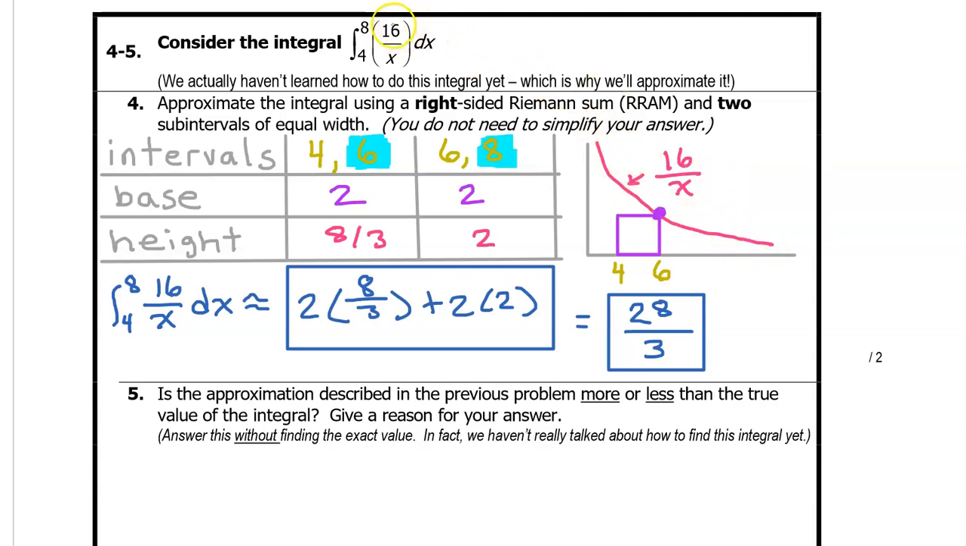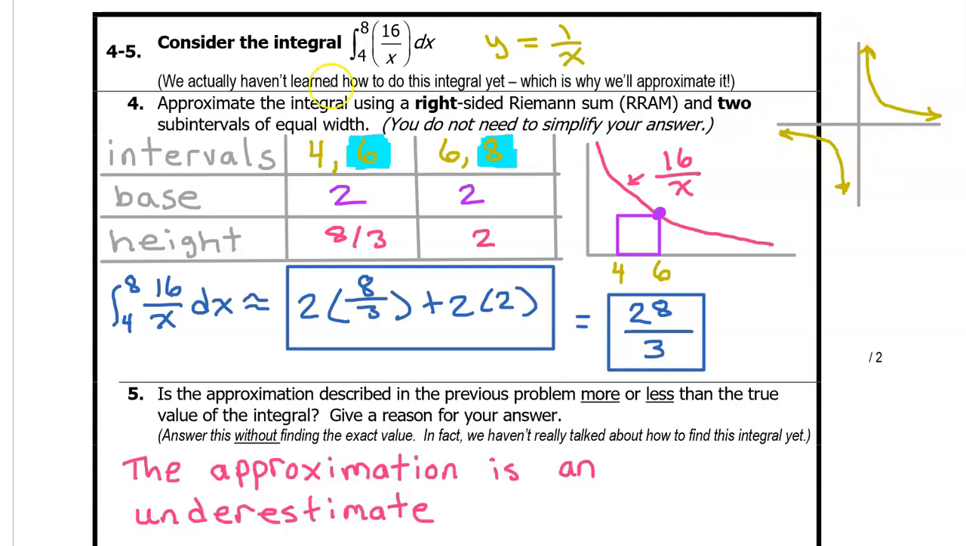That's because looking at 16 over x, the parent function is y equals 1 over x. And this is some of your prerequisite knowledge. You should know what this graph looks like. It looks roughly like this, where we have a branch in the first quadrant and another branch in the third quadrant, where the x and y axes are both asymptotes. The interval from 4 to 8 puts us in the first quadrant, so that's why I drew the branch just like this.